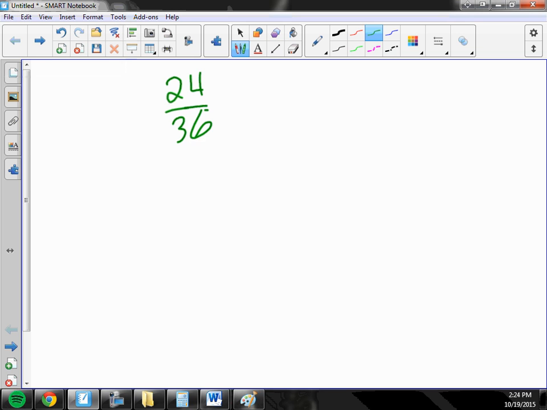Right. Can we simplify 24 over 36? How? So pull out a 12 from each, and I get 2/3. Why does that work? So lots of explanations. Here's the one I'm going to focus on today.